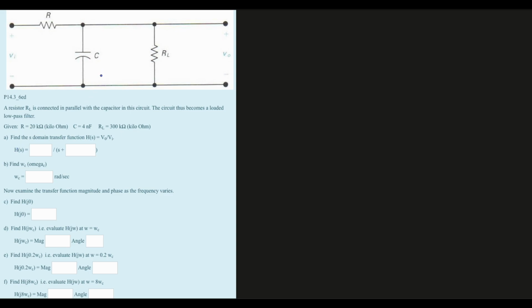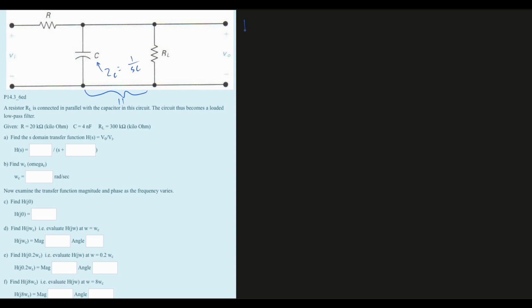And so we need to convert this, and we're going to use the voltage divider method. And before we use the voltage divider method, we need to put this in the S domain. So this Z of C, the impedance of this capacitor, is going to be 1 over S times C. And we can see that these two impedances are in parallel with each other. So we're going to have to do the formula for impedances in parallel.